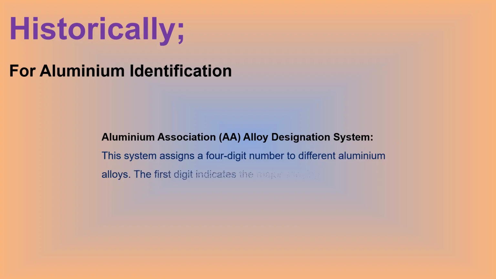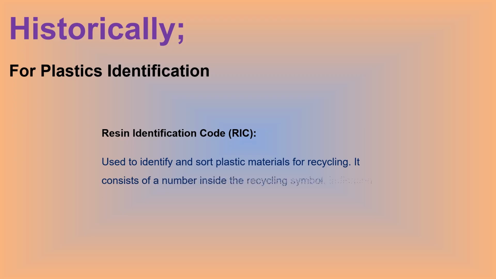This system assigns a 4-digit number to different aluminium alloys. The first digit indicates the major alloying element or group. For plastic identification, the Resin Identification Code, RIC, is used to identify and sort plastic materials for recycling. It consists of a number inside the recycling symbol, indicating the type of resin used.